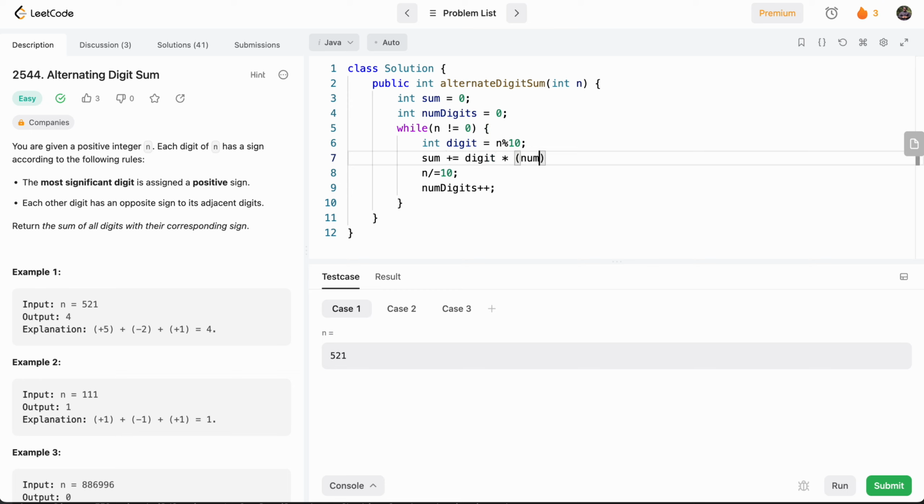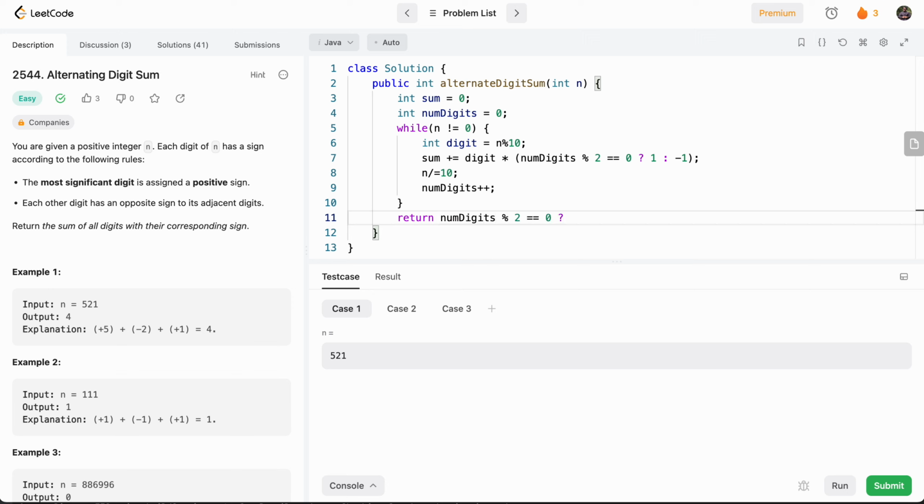Now, if the num digits is even, right? So if so far we've seen an even number of digits, we'll just multiply it by 1, right? So we'll start by positive at the end, and then negative, and then positive, right? And otherwise, if the num digits mod 2 is odd, that means it's the second position, the 1th index position, then we'll use -1 as our multiplier, right?